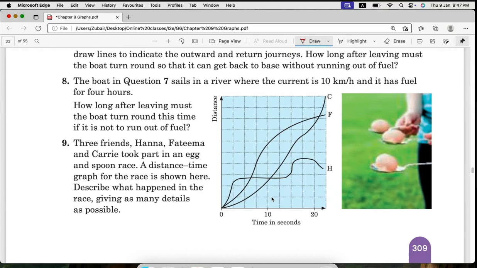So can we say that Carrie was the slowest one to start? Yeah, we can say that. And least gradient. Yes, sir. And her speed was slowly increasing. Correct. And she covered the most distance. Correct. Yeah, we can also say that if we knew where the finish line was, she covered most of the distance. Yes, sir.